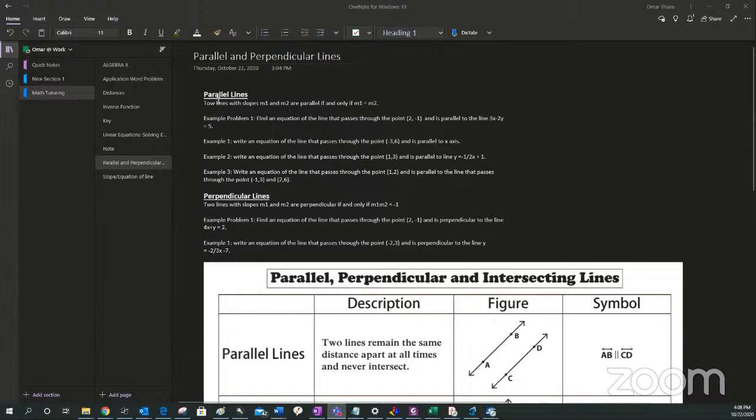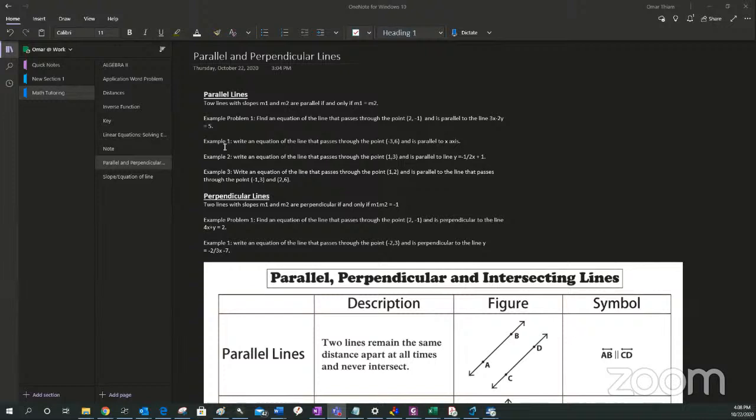We can start with parallel lines. I have example problem one. And if you also have some topics or examples, we can go after these examples. If any of y'all have any questions, please ask while I'm going through the problem.